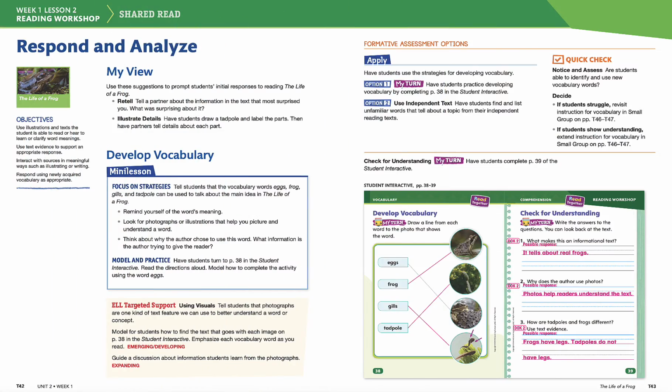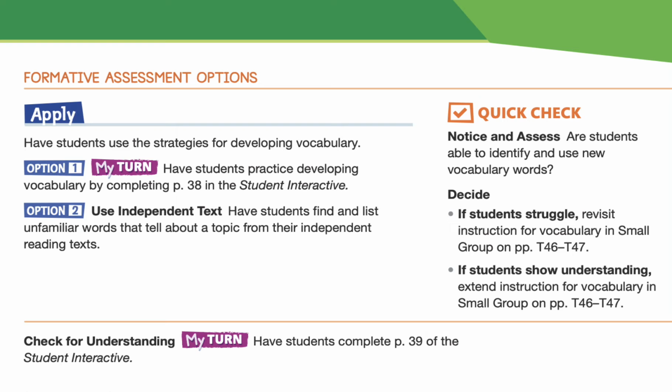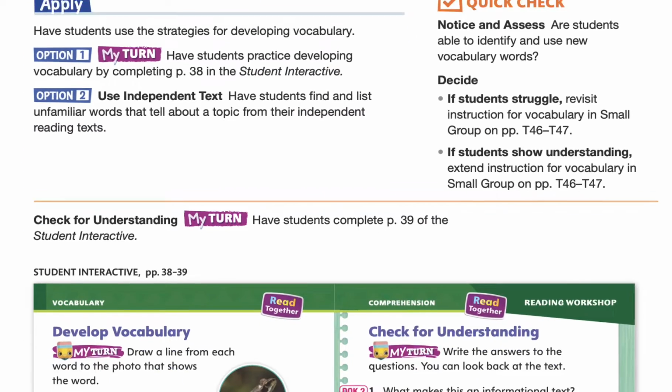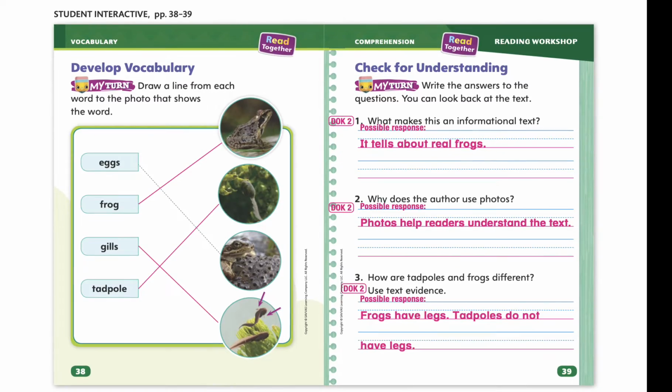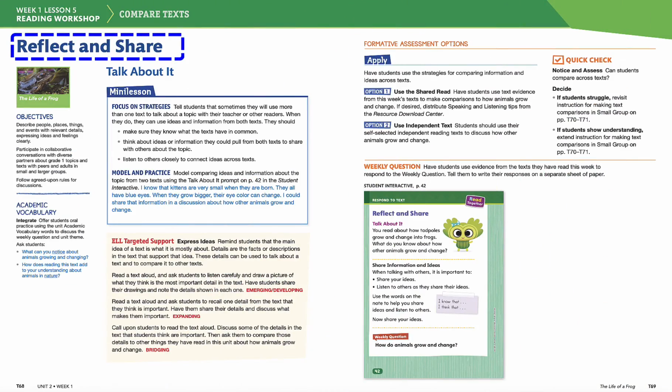Students respond and analyze during whole group reading. Apply has 2 options for application utilizing the student interactive and independent text. Check for understanding allows students to respond using newly acquired vocabulary and textual evidence. At the end of each week, students reflect and share as they respond to the weekly question.